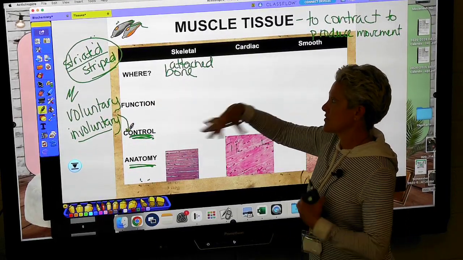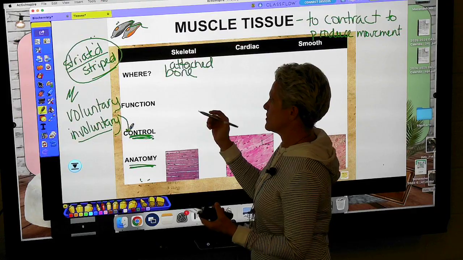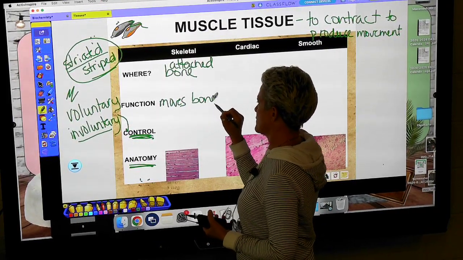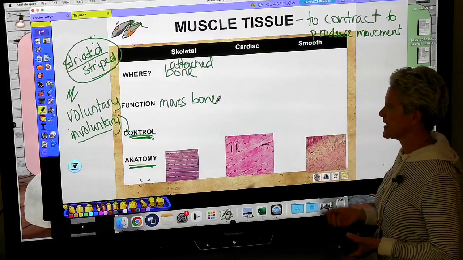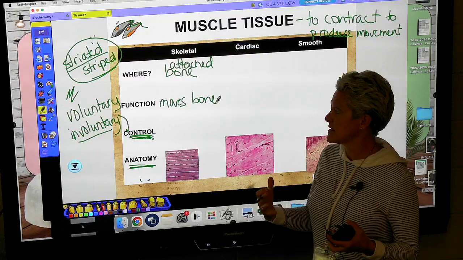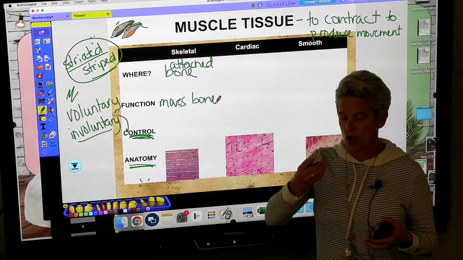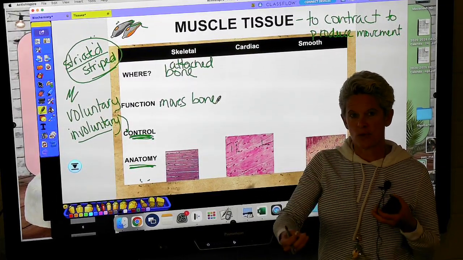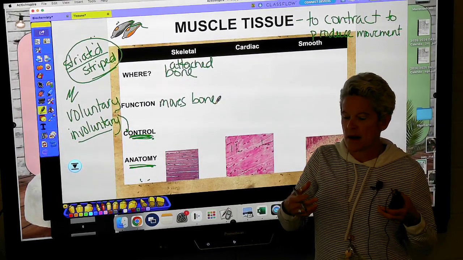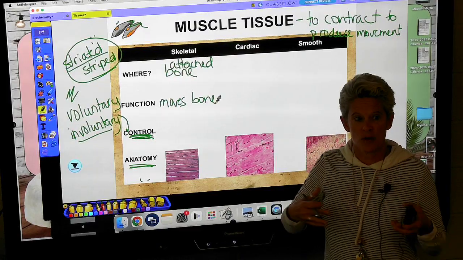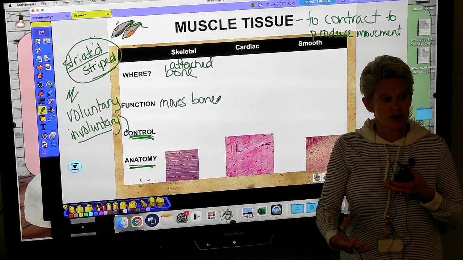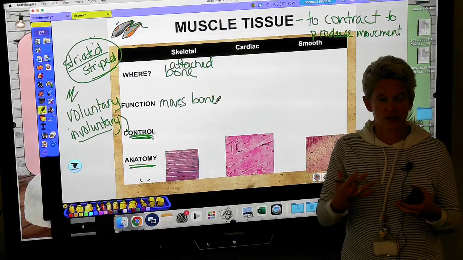So let's first start with the function. As I said, skeletal muscle moves bone. All right, so it's attached to bone, and it moves the bone. These are part of your muscular system. So for control, I hope that you realize that the skeletal muscles are voluntarily controlled. We determine whether or not we move those muscles or not, all right? So it's not something that you have to constantly think about, but you can choose whether or not to move them. They are not an unconscious thing. They don't happen automatically. They do require our thought in order to get them to move.